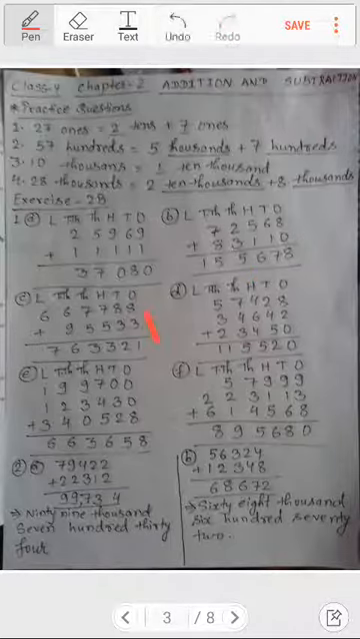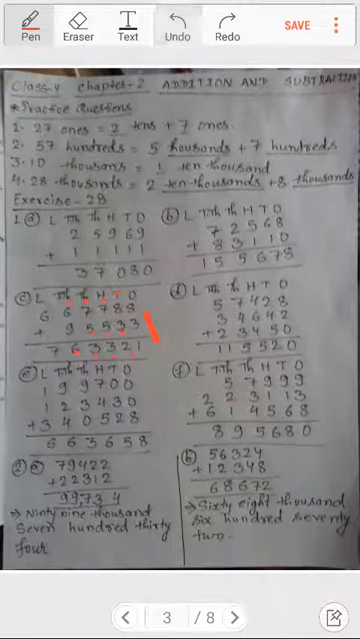8 and 3 is 11, carry 1. 8 and 1 is 9, and 3 is 12, 2 carry 1, so 7 and 1 is 8. 8 and 5 is 13, 3 carry 1, so again 6 and 1 is 7. 7 and 9 is 16, carry 1, and 6 and 1 is 7, no number is below, so 7 will be written only. In this way question number C has also been explained.